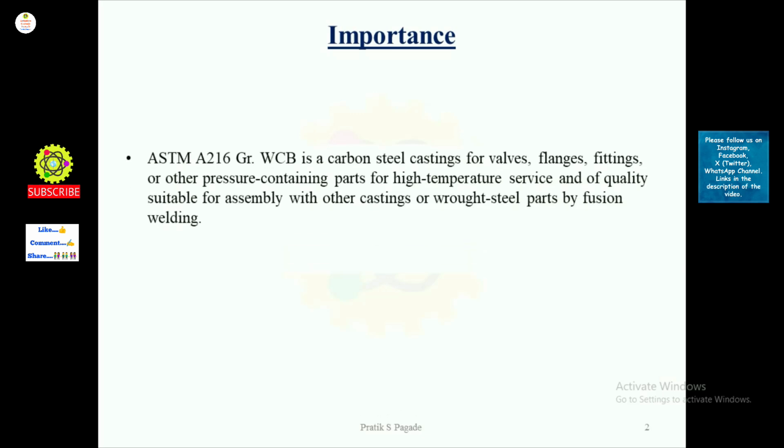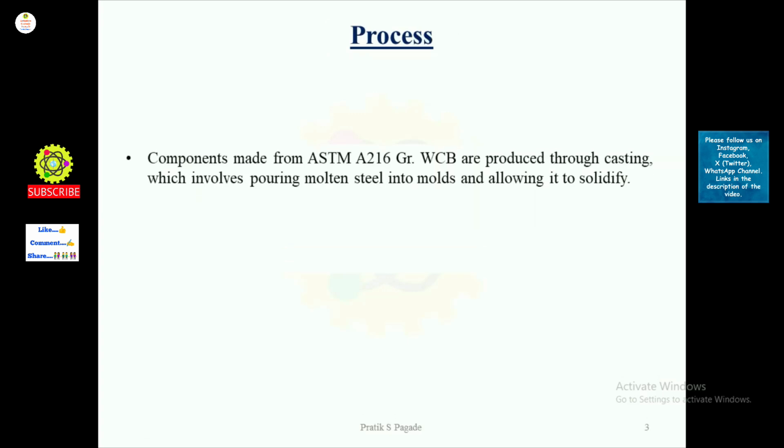A216 grade WCB. So here ASTM A216 grade WCB is a carbon steel casting for valves, flanges, fittings or other pressure containing parts for high temperature service and of quality suitable for assembly with other castings or wrought steel parts by fusion welding. Okay, further here we will see the process of manufacturing these material components.